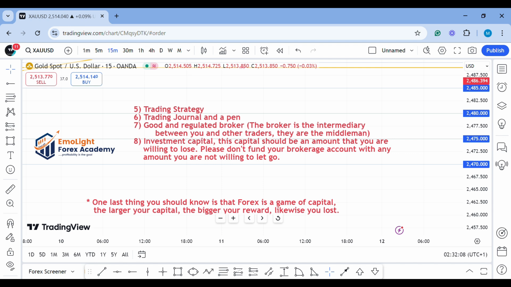And lastly, forex is a game of capital. The larger your capital, the bigger your reward, likewise your loss. If you have big capital, the potential to make more money is high, and the potential to lose more is also high.